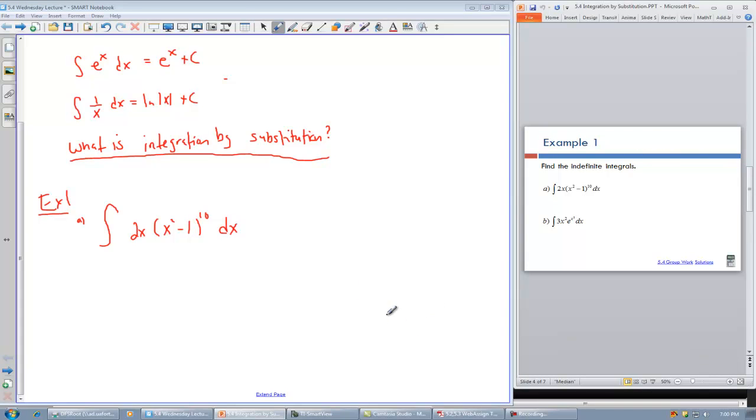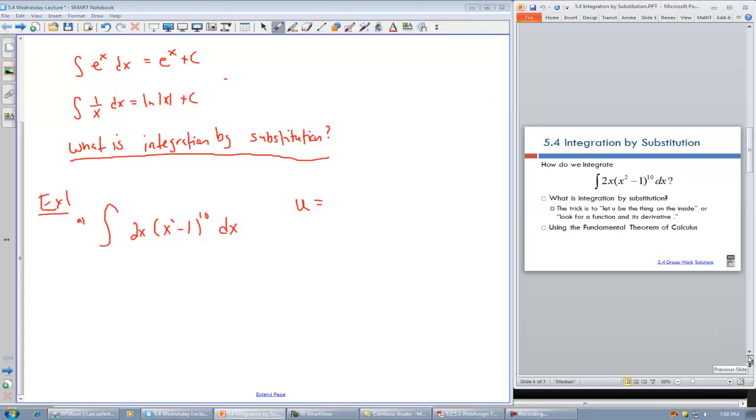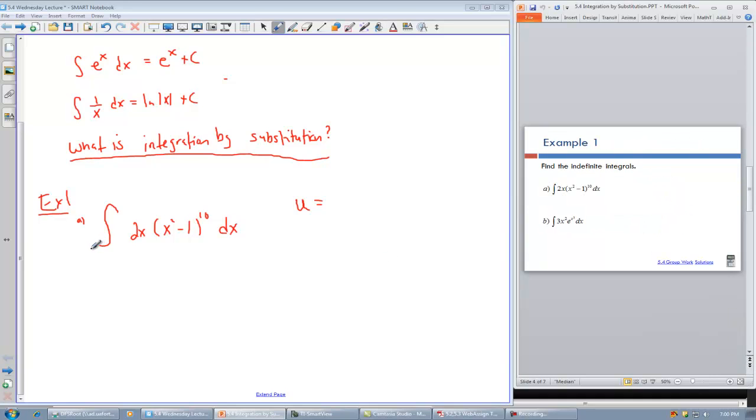The idea is you're going to make a substitution. We're going to let a letter u, and we'll always use u, equal something over here. There are 2 ways to think about this. So let's look at a slide here. The trick is you can let u be the thing on the inside, or look for a function and its derivative. So if I said let u be the thing on the inside, you have 2 choices. Which one would you choose? It's either the 2x or the x squared minus 1. Which one is the thing on the inside? Well, obviously the x squared minus 1.